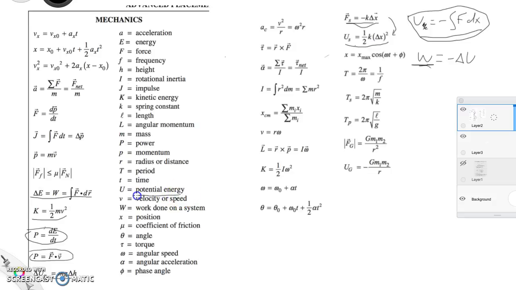Okay, let's see, other energy stuff. U is the symbol for potential energy. W is the symbol for work or change in energy. Capital P is the symbol for power, not to be confused with lowercase p for momentum. Okay, K is used for kinetic energy. E is used for energy. And this is rotational kinetic energy, if you see anything related to rotation.